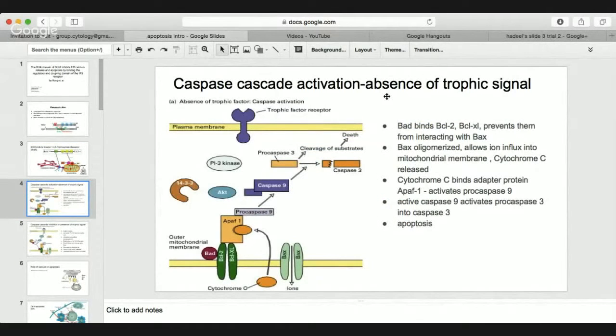In the absence of a trophic signal, which is a cell survival signal, there is a caspase cascade activation. In normal healthy cells, the cytochrome C is localized between the inner and outer mitochondrial membrane. But in cells undergoing apoptosis, cytochrome C is released into the cytosol.